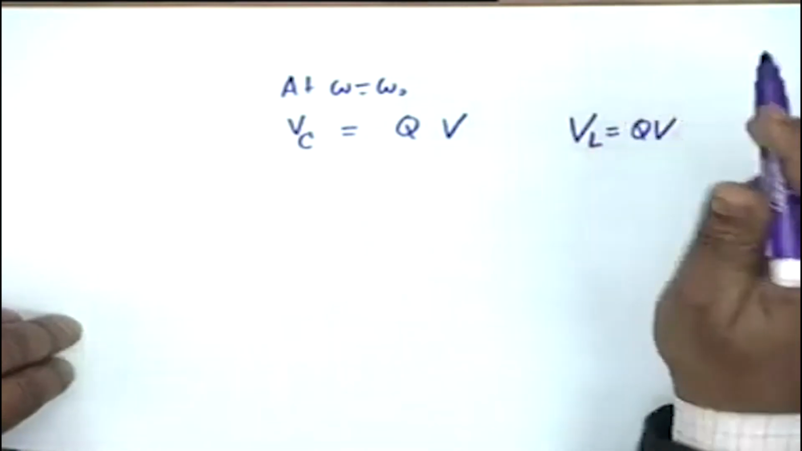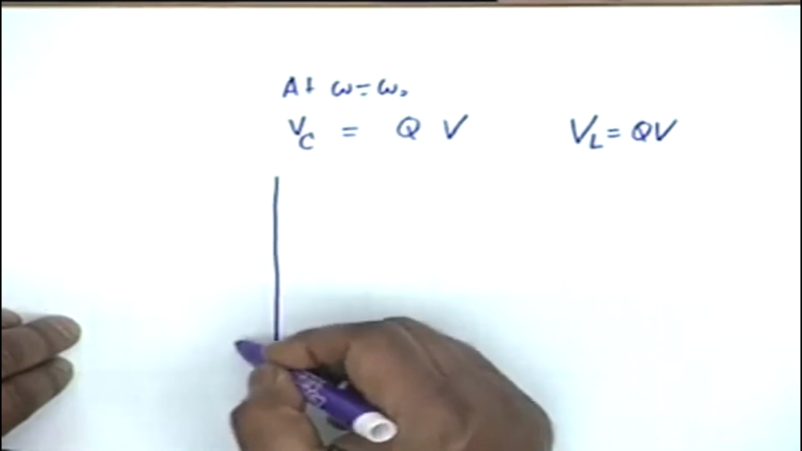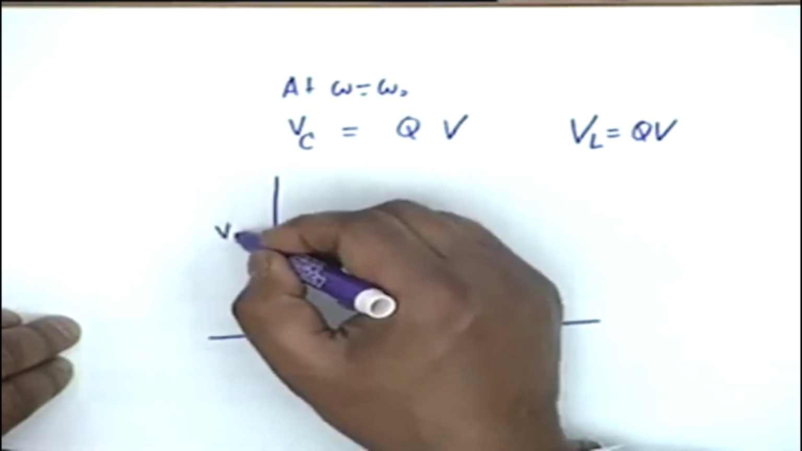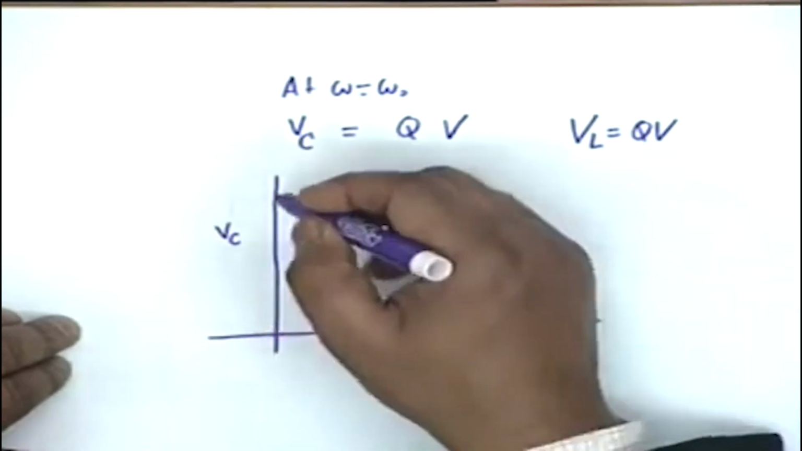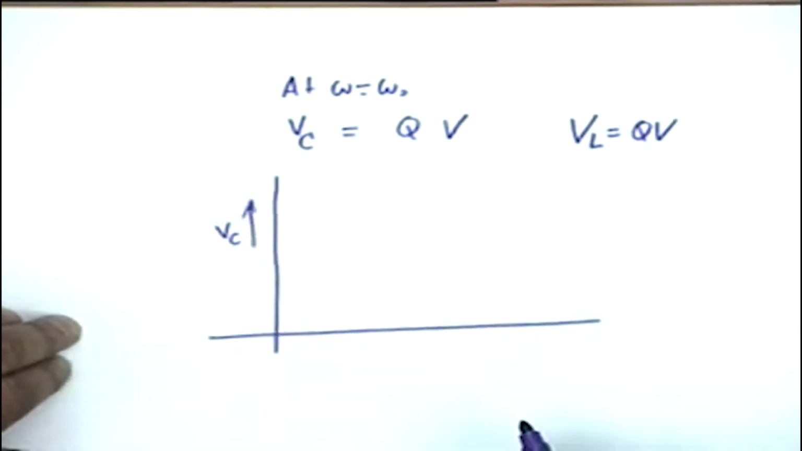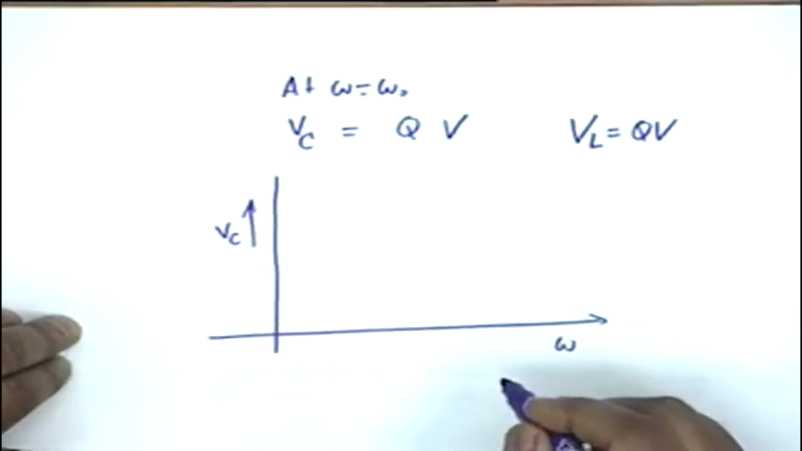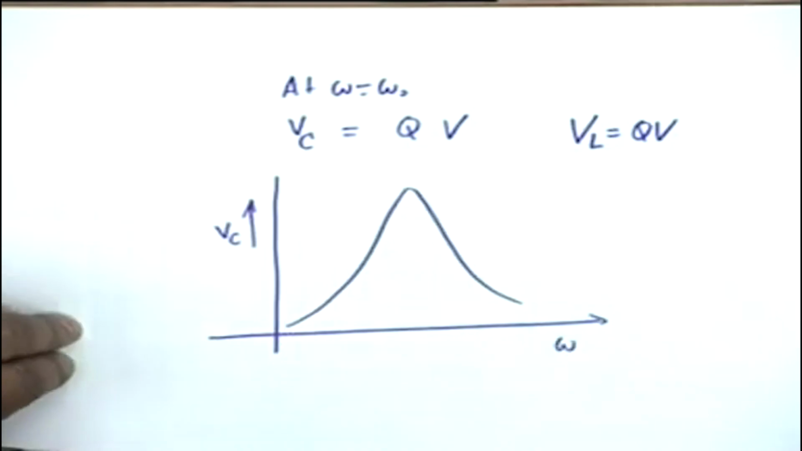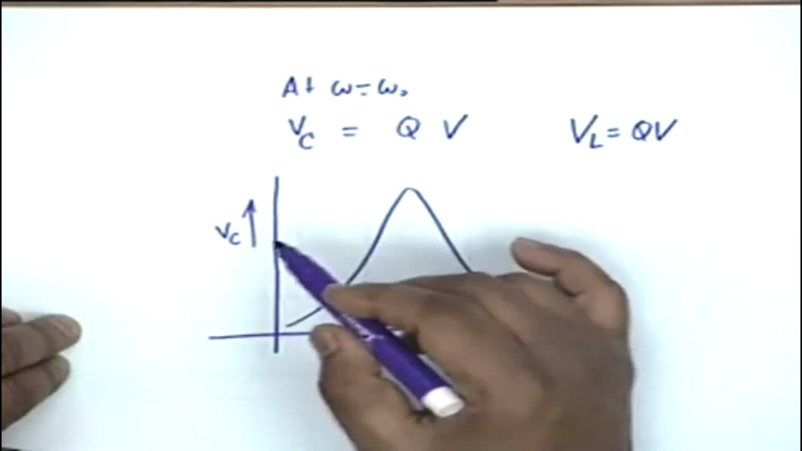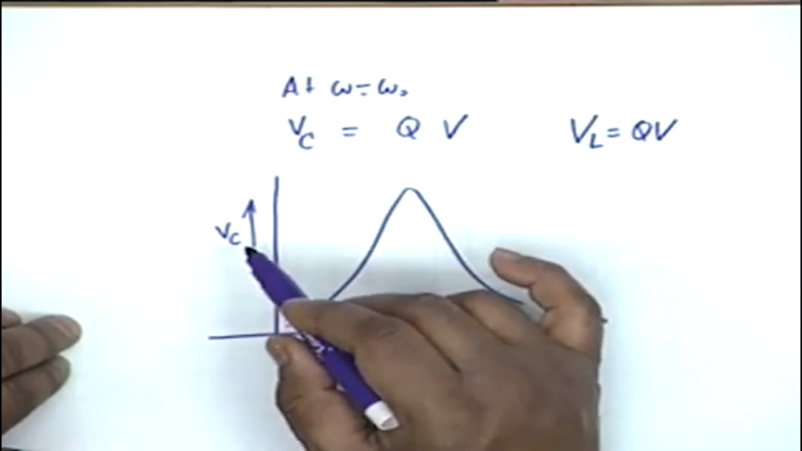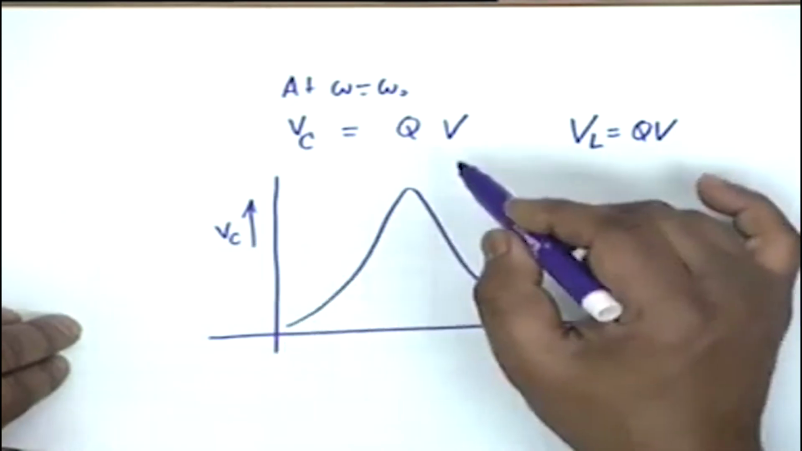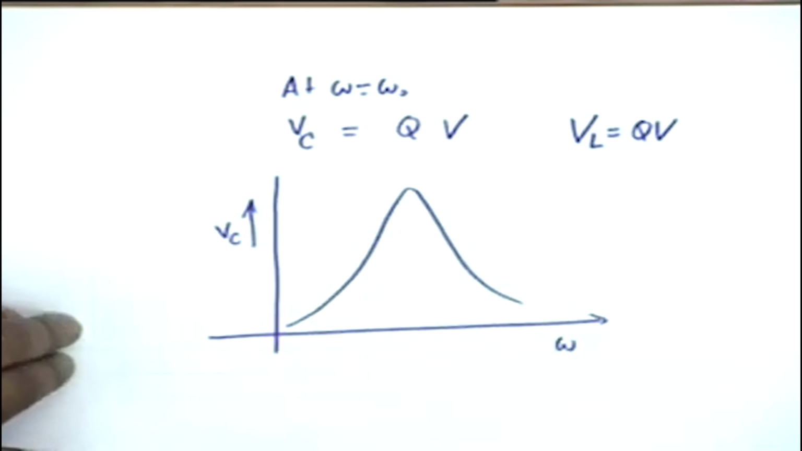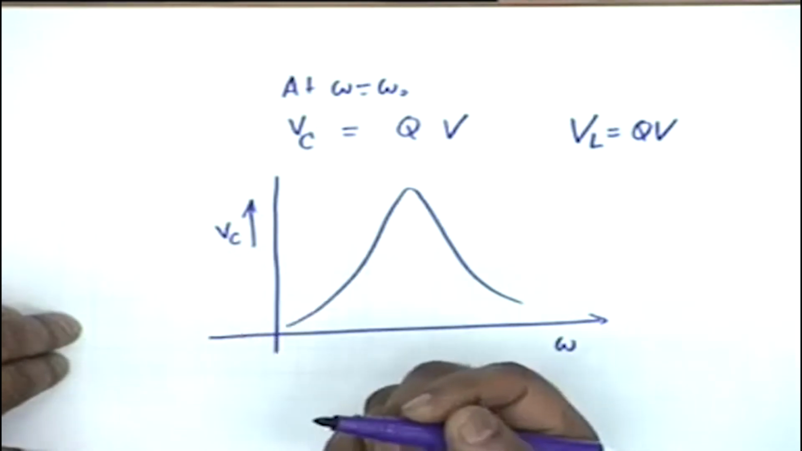Now, does that mean that if I measure the voltage across the capacitor V sub C by means of a voltmeter, a VTVM, and plot it versus omega, it will show a response like this? Yes, the current is maximum at omega equal to omega 0, and therefore the capacitor voltage, the voltage across the capacitor, should show a curve like this, should show a variation like this. Similarly, voltage across the inductor.